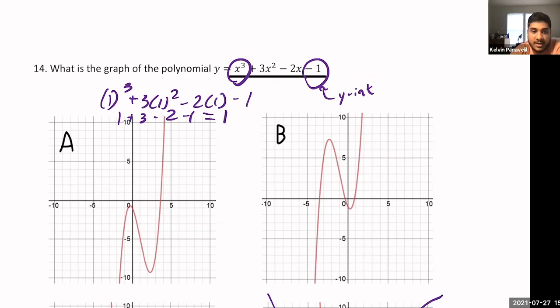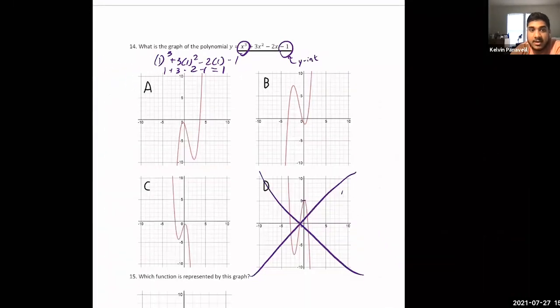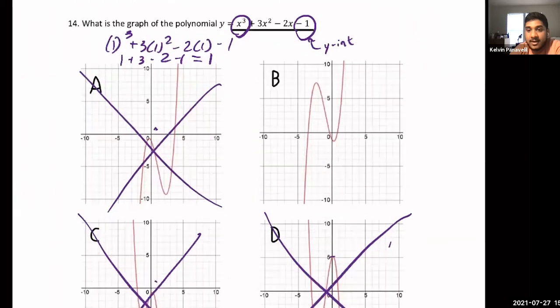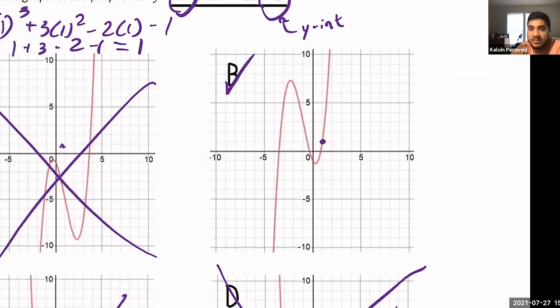Perfect, right? So (1, 1). Look at the graphs. Which ones are we going to eliminate? A, does that pass through (1, 1)? Nope. Let's eliminate A, right? C does not pass through (1, 1), right? And we already eliminated D, right? So B, you see how it passes through (1, 1) right there, which means it has to be answer choice B, right? So plugging in numbers is going to be your friend here.